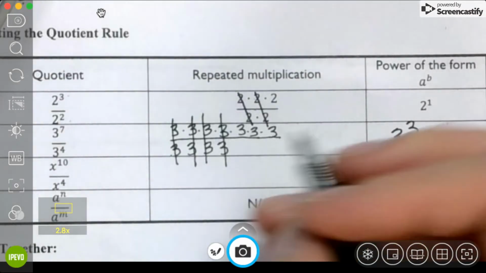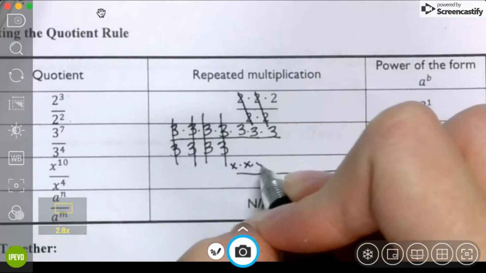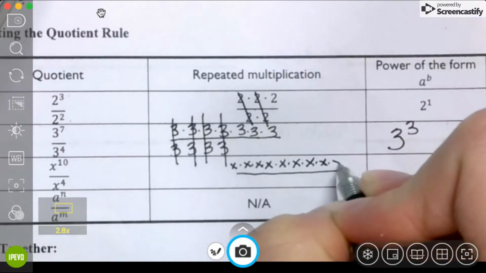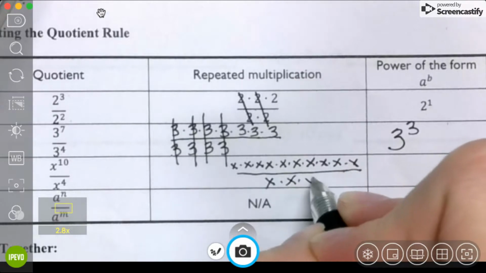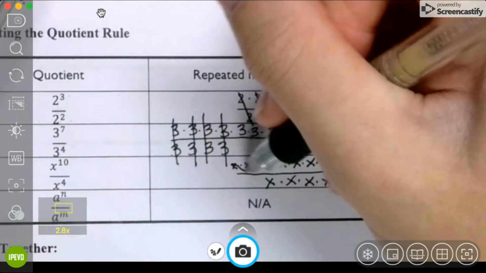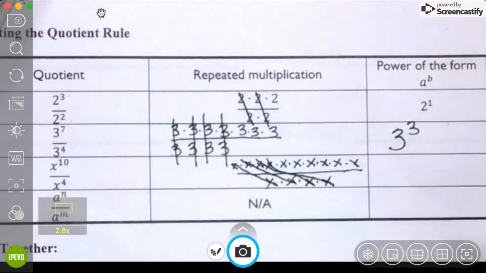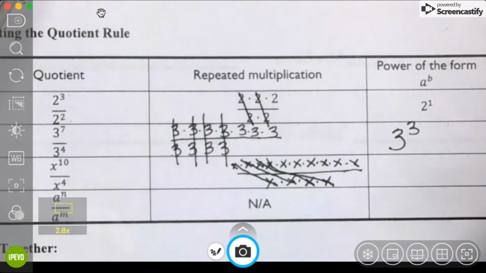Okay? For this next one, how many x's are going to be on top? 10. That's going to be a lot, isn't it? 1, 2, 3, 4, 5, 6, 7, 8, 9, 10. Oh, I almost made it. On the bottom, 4, 1, 2, 3, 4, and now we're going to cancel. That cancels, that cancels, that cancels, and that cancels. Hopefully your x's look a little better than mine. I am left with, where are my x's? On top, and how many are there? 6.